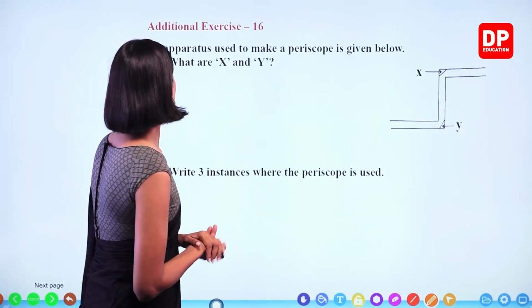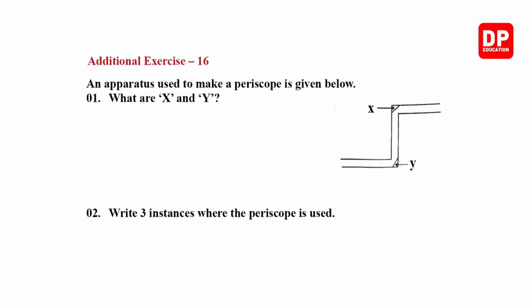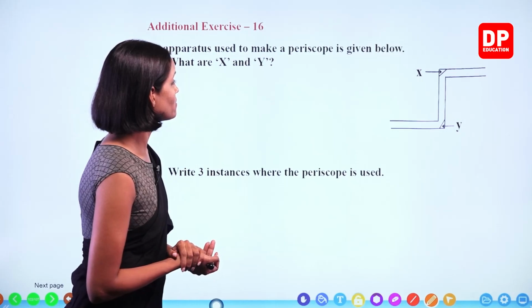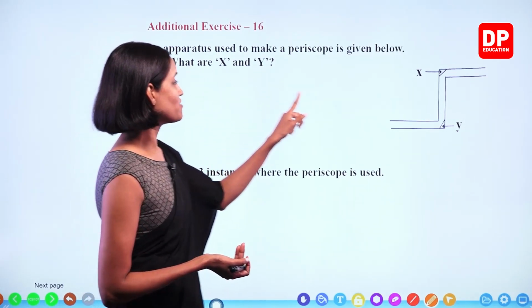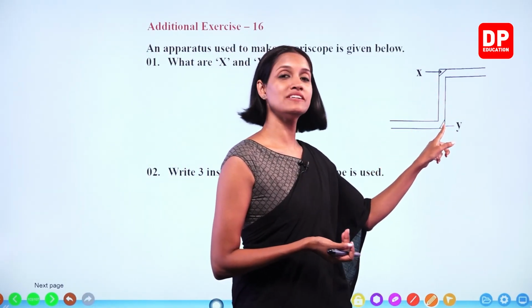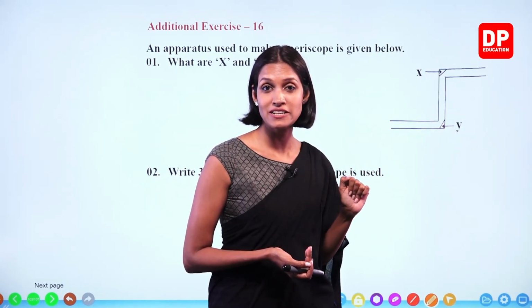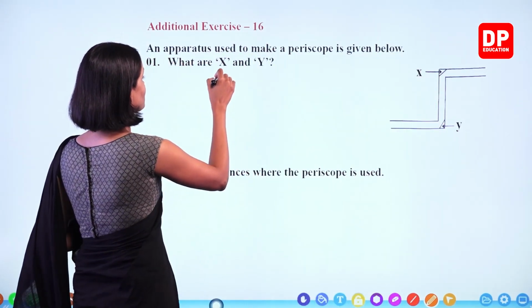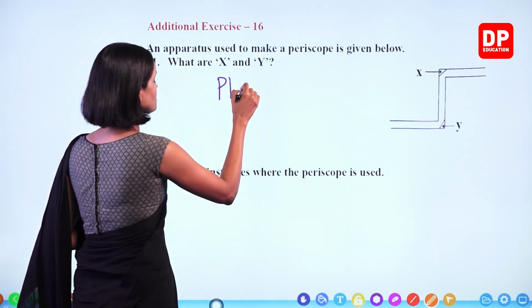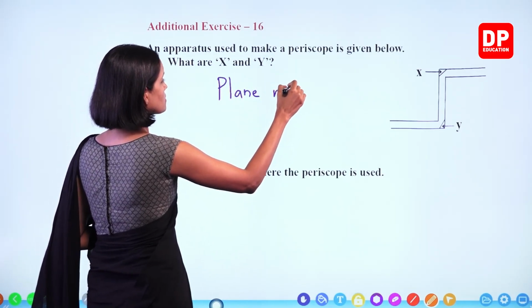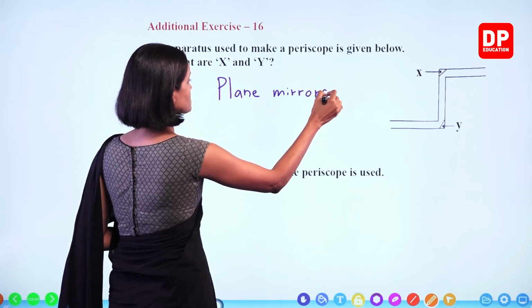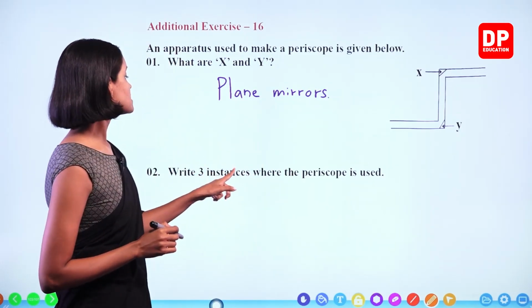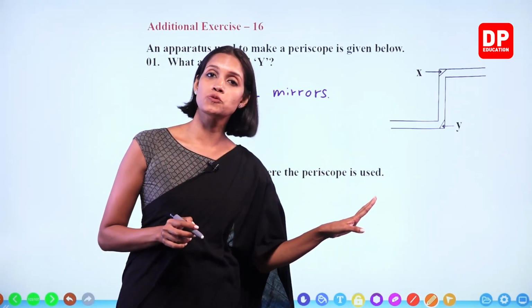Exercise 16. An apparatus used to make a periscope is given below. What are X and Y, children? They are similar plane mirrors. Plane mirrors are used to make periscopes. Okay? Plane mirrors. Write 3 instances where the periscope is used.